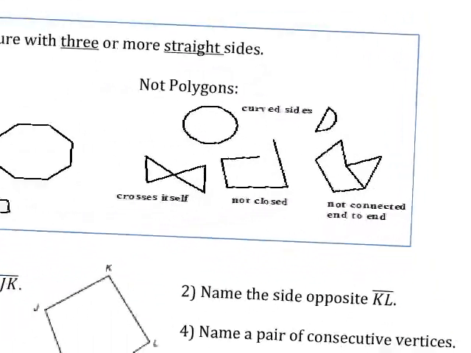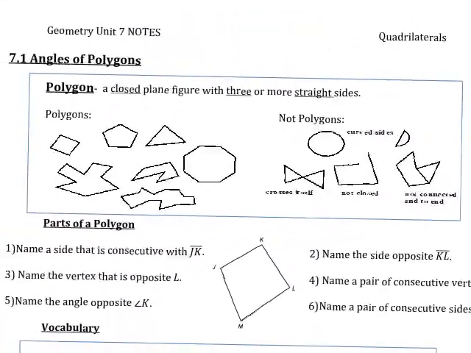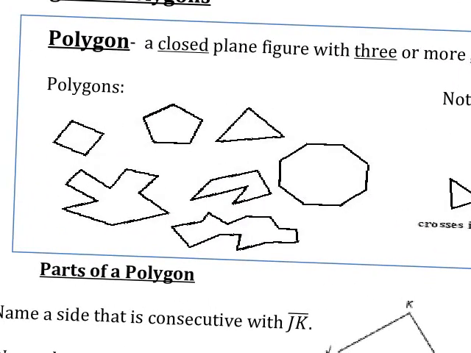So this is kind of a composite where we have more than one shape put together. So those are some examples of not polygons. These are some examples of polygons. You can see that they consist of many different sides. It just has to be closed with no curved sides and not cross over itself.